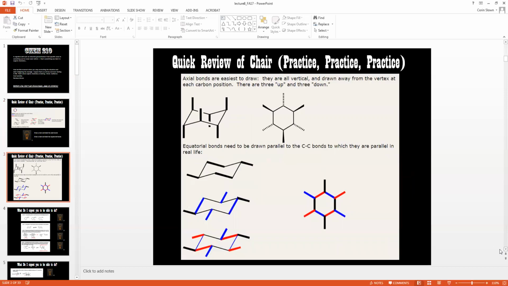So the axial bonds, the easiest to draw, they're always going to be vertical. They're either up or down. And if you notice, they alternate as you go around the chair. Equatorial bonds are different. They need to be drawn parallel to the carbon-carbon bonds that they are parallel to in real life. So these are examples of the equatorial bonds that you're going to be drawing. So go ahead and take a moment. If you need to pause, go ahead and draw out the rest of your chair structure.